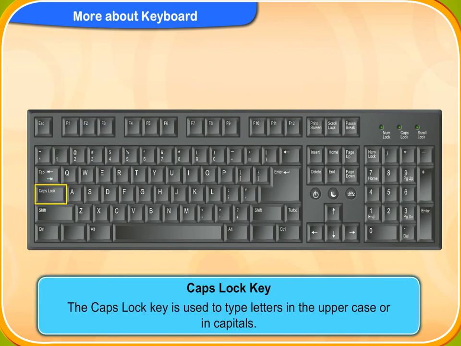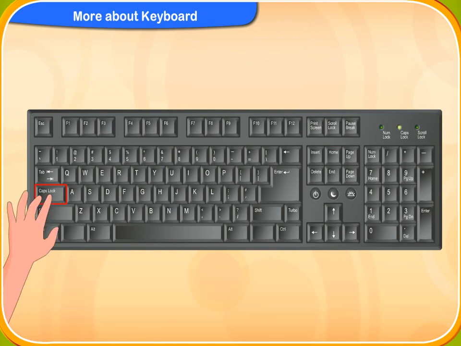The caps lock key is used to type letters in uppercase or in capitals. So press this key. Hey, I pressed the caps lock key and a light glows on the keyboard. Yes, it means the caps lock key is on. If this key is on, then any letter you type will appear in capitals on the screen. If you wish to type again in small letters, press the caps lock key again to turn it off.